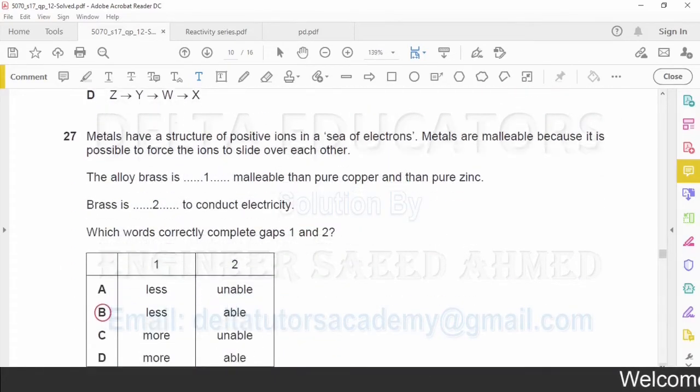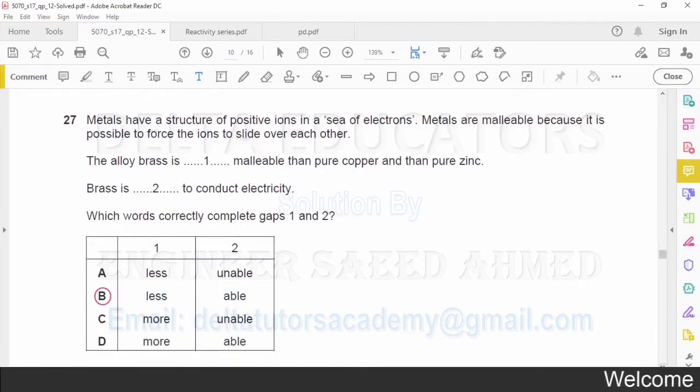Question number 27. Metals have a structure of positive ions in a sea of electrons. Metals are malleable because it is possible to force the ions to slide over each other. The alloy brass is, here we have a gap, this gap we have to fill, malleable than pure copper and pure zinc. This brass is an alloy of copper and zinc. Now it is asked whether this brass is more malleable or less malleable.